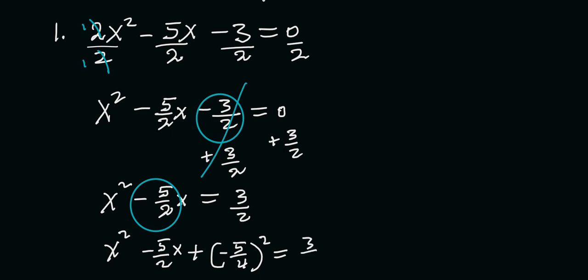So we have 3 over 2 plus negative 5 over 4 squared. So you see, the coefficient of x is negative 5 over 2. We divided that by 2, and that gave us negative 5 over 4. So we square that value and add it to both sides. As you can see now, negative 5 over 4 squared appears on both sides.